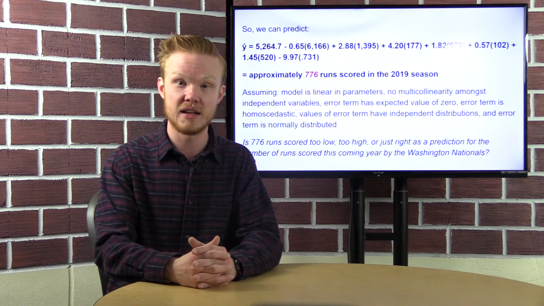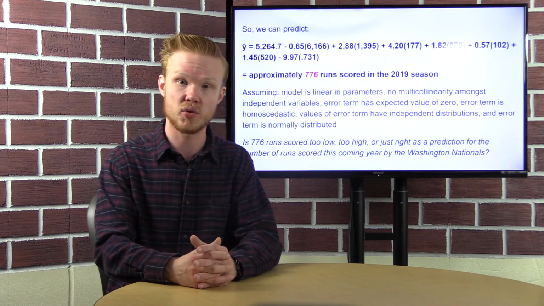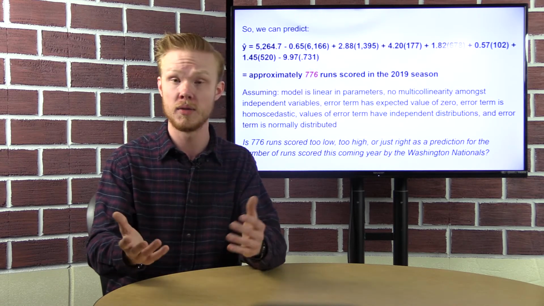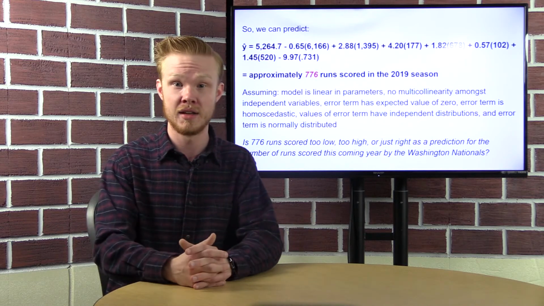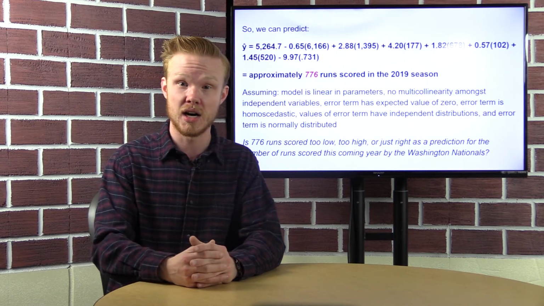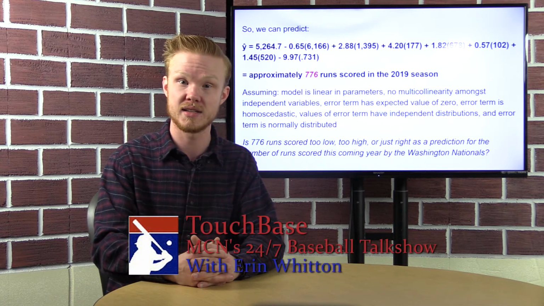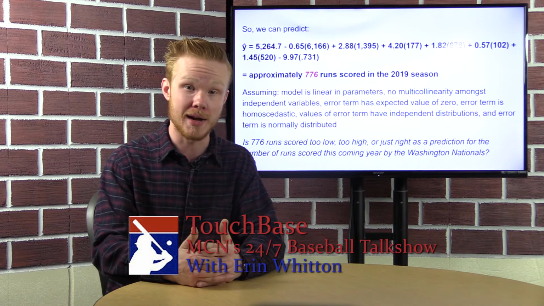But with all of that, do you think that the Nationals scoring a predicted total of 776 runs in the upcoming season is too low, too high, or just right? Let us know here at Touch Base. But do remember to look back here at Touch Base once the 2019 campaign ends and see if our prediction for the number of runs scored was spot on or miles off.